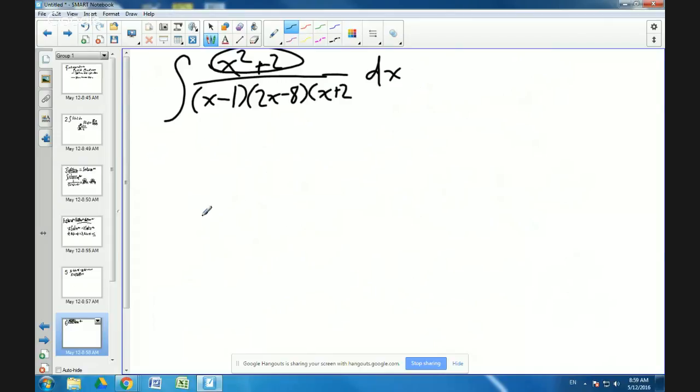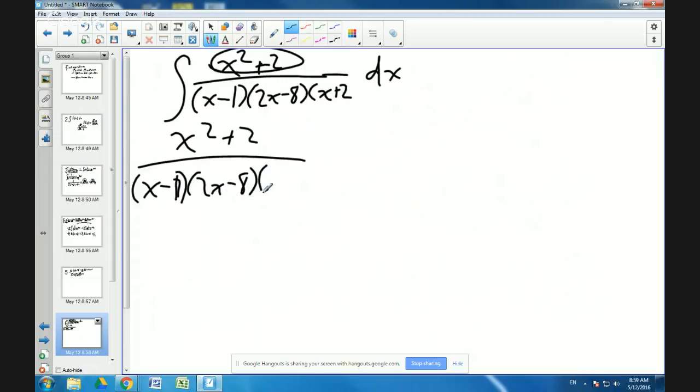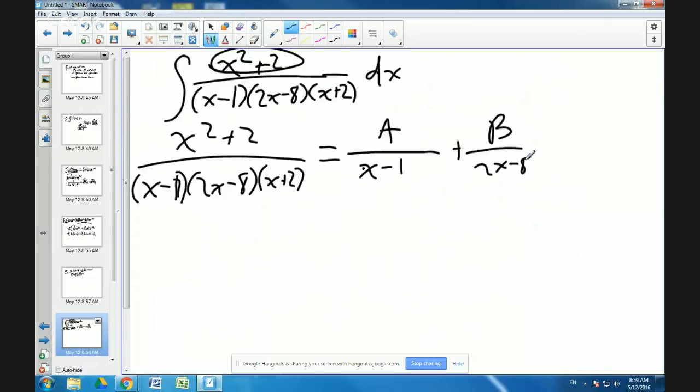So we're going to break it out like we did last time. We have our (x squared plus 2) over (x minus 1)(2x minus 8)(x plus 2) equals a over x minus 1 plus b over 2x minus 8. And since we have a third term right here, we're going to go plus c over x plus 2.